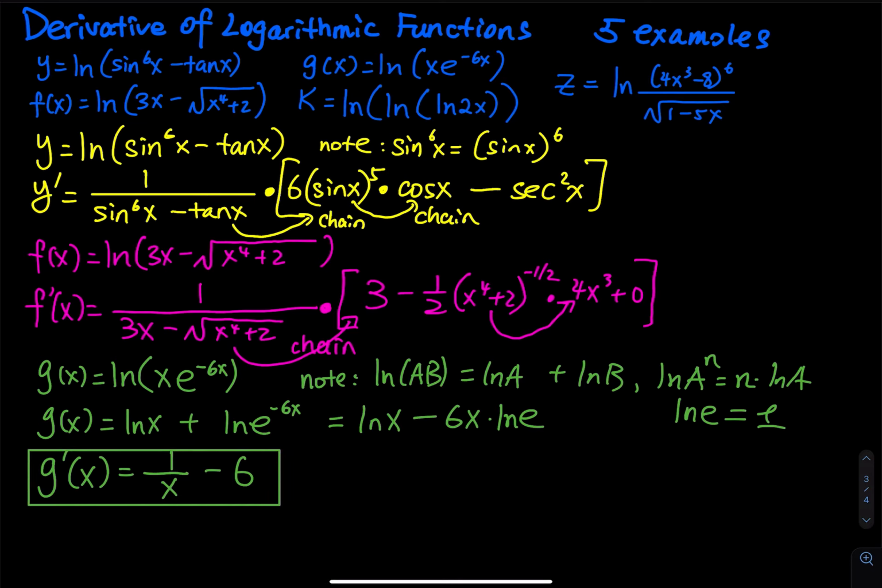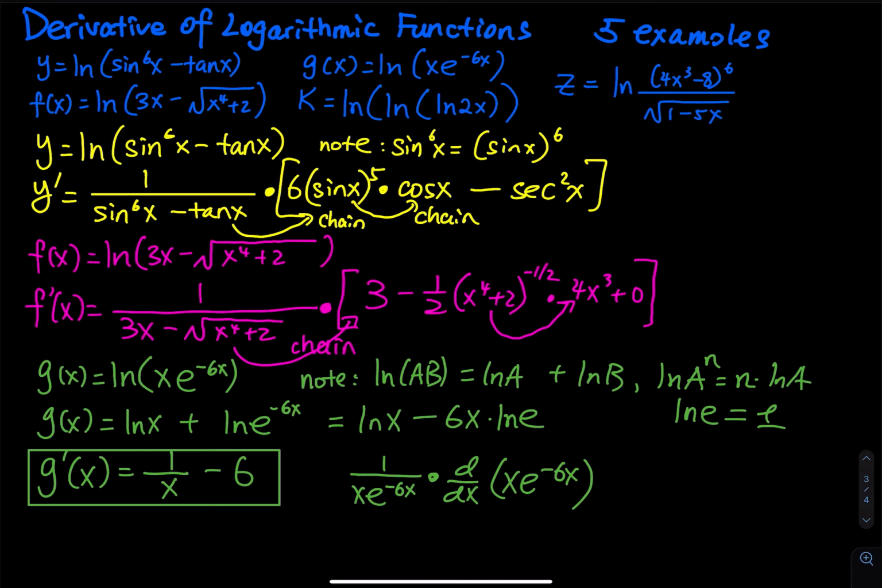Just that simple. Imagine how complicated it will be if you don't do this. If you don't do this, you have to put this first, so x e to the negative 6x, and then you have to multiply the derivative of x e to the negative 6x, which requires a product rule. So if we simplify the function first and then take the derivative, we have a much easier life in this way.